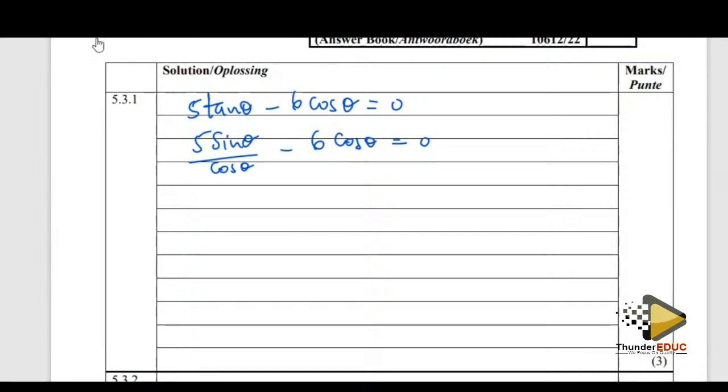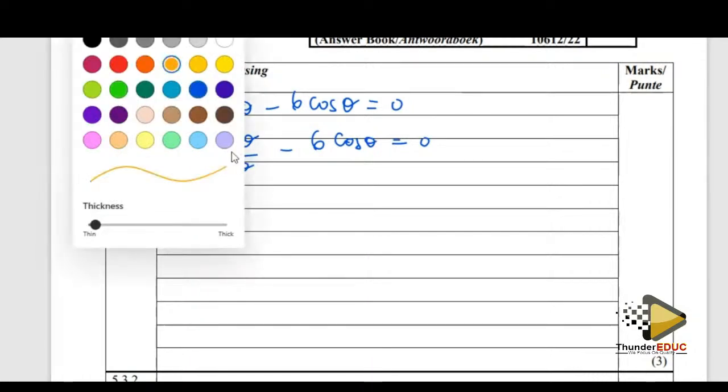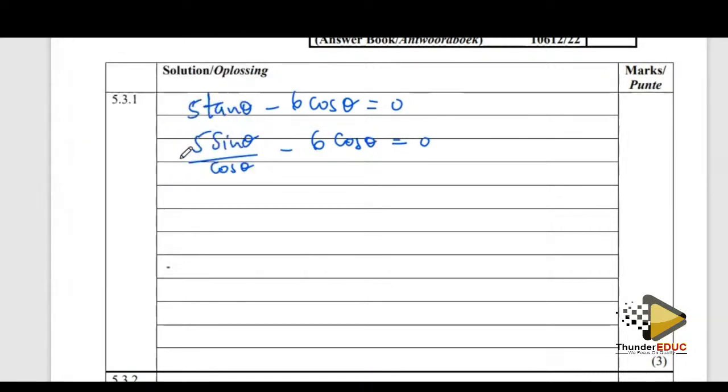Then we're going to multiply through by the cos, so cos theta times cos theta times cos theta. So this cancels. You have 5 sine theta minus 6. This is sine. Why am I saying sine so fast? That's cos squared theta is equal to 0.